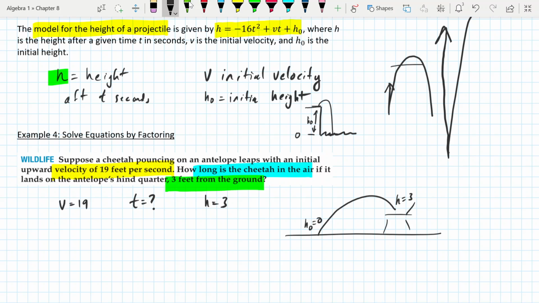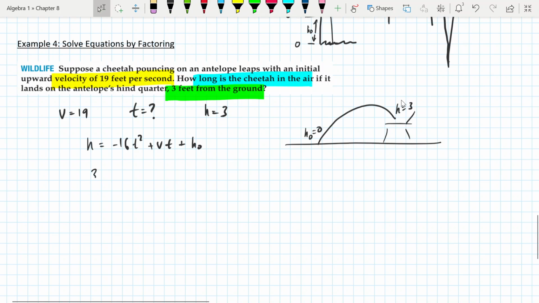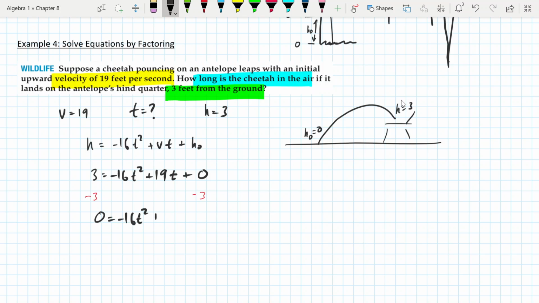Okay, so now I think we've got all the information we need. h equals negative 16t squared plus vt plus h naught. The height is 3 feet. The initial velocity is 19 feet per second. And the initial height is 0. So all we have to do is solve so that the quadratic equals 0: negative 16t squared plus 19t minus 3. And now we try to solve this quadratic.